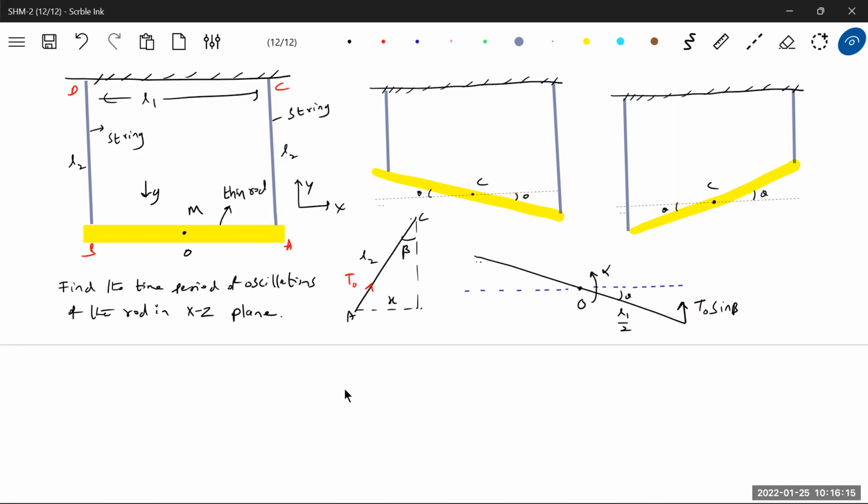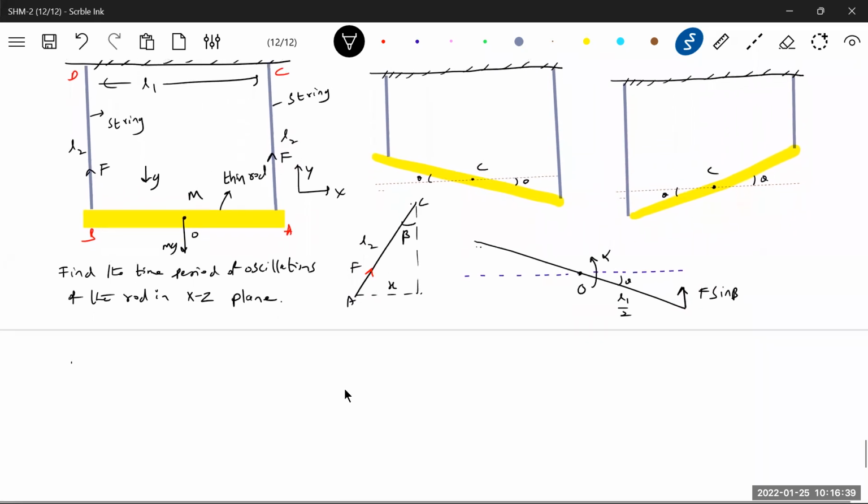With a slight angular displacement given, what is this T naught? Initially T naught is tension. I'll write F. F is tension. I think this will be a better idea. So what is F? 2F should be equal to mg. Let's write the equations. F equal to mg by 2.